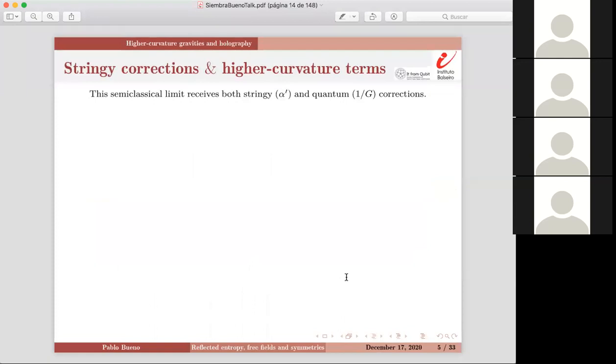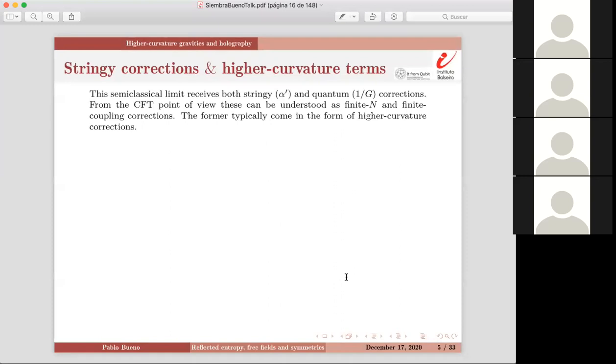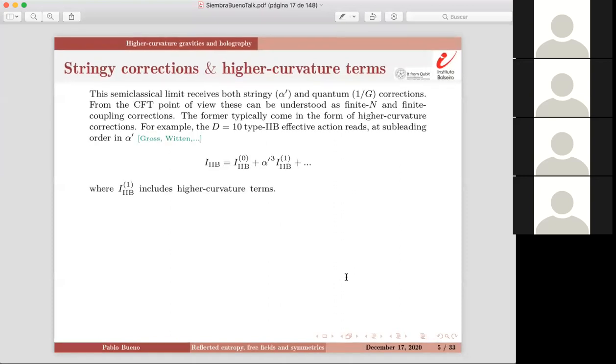There are corrections to this, of course, because we are in a very particular regime, and in particular you have stringy and quantum corrections, which come from the fact that the theory is not really a field theory but a string theory, and the fact that this is a classical thing and the theory is quantum. From the CFT point of view, this can be understood as finite N and finite coupling corrections. And typically, in particular, the former come in the form of higher curvature corrections. An example is the one that I have here, for a 10-dimensional type IIB string theory. You have the effective action, which is just N=2 supergravity in 10 dimensions at leading order.